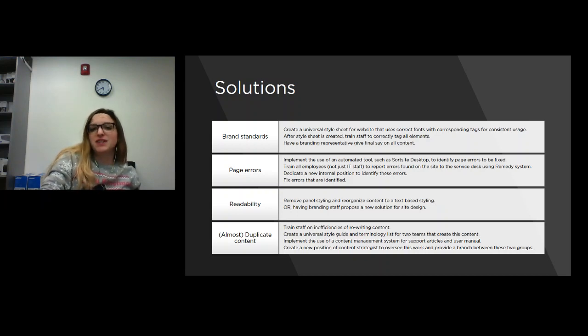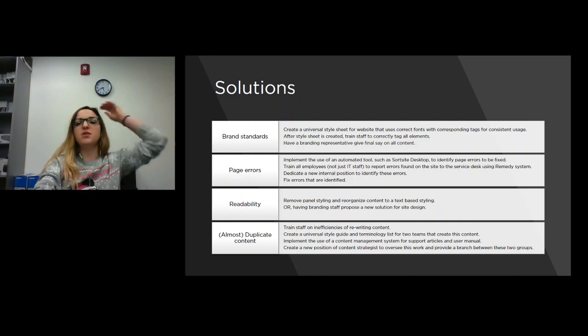Additionally, current staff need to be alerted to issues that occur. This can be done using one of the 2 options listed here. As an added bonus, if the staff uses Remedy, a pattern may be able to establish of common errors that occur. Issue 3, readability. Before I start, I do want to note that I don't think the branding staff are going to like my recommendation.